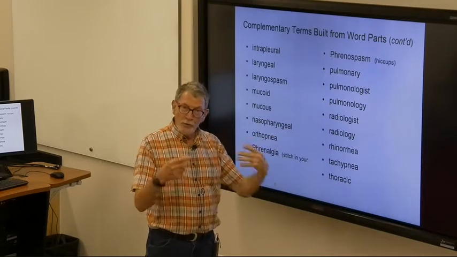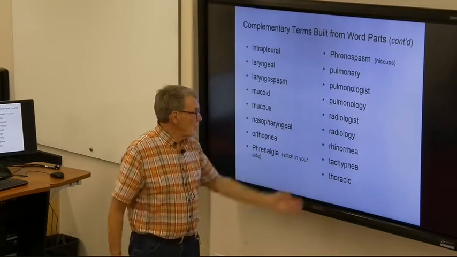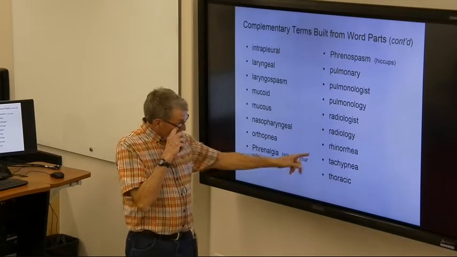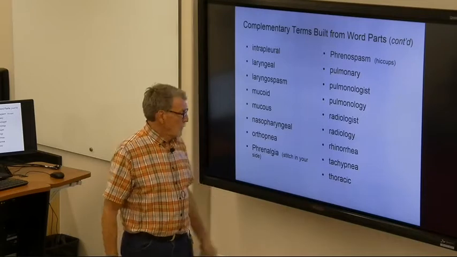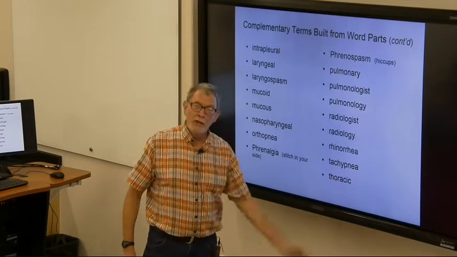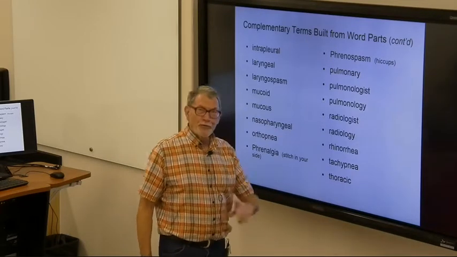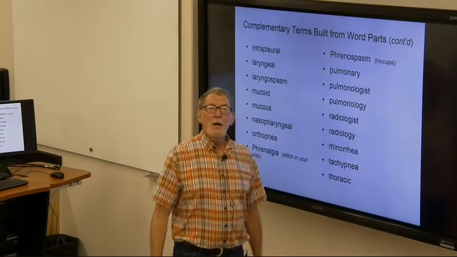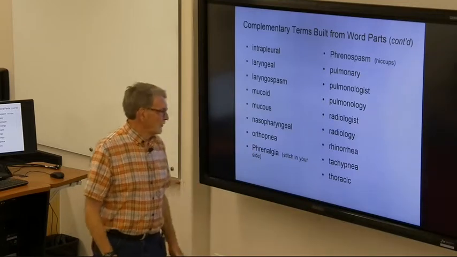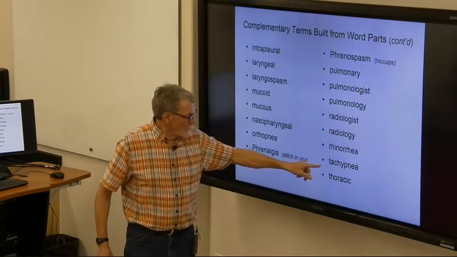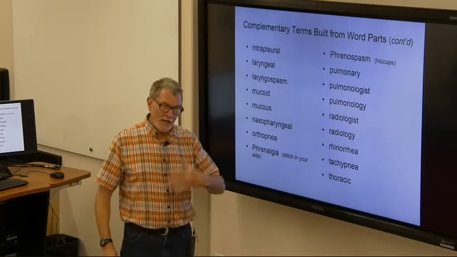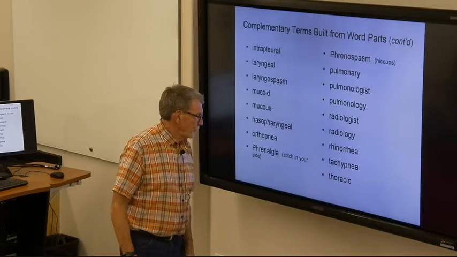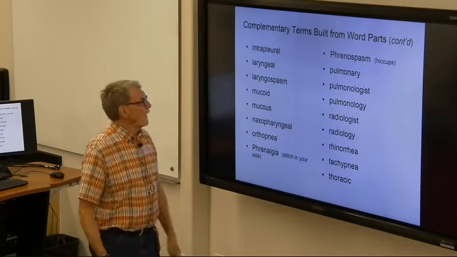Radiologist is somebody who works with radiology, x-rays, CT scans and stuff. Rhinorrhea is just a runny nose. Remember what rhinorrhagia is? A bloody nose. And what's the other term for a bloody nose? Bonus points, epistaxis. Tachypnea means breathing too fast. Remember, tachycardia is a fast heart rate. Tachypnea, breathing too fast. And thoracic refers to the thorax.